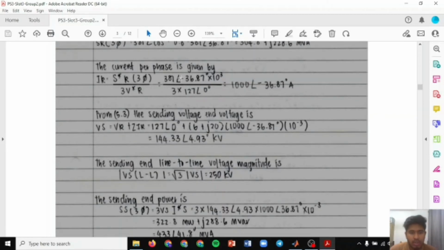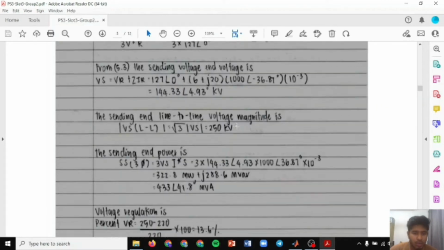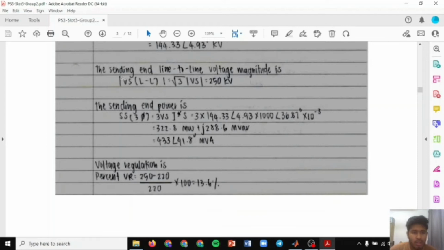The current per phase is given by this formula, which is 1000 ∠-36.387 degree ampere. The sending end voltage is 144.33 ∠4.93 kilovolt. The sending end line to line voltage magnitude is 250 kilovolt.